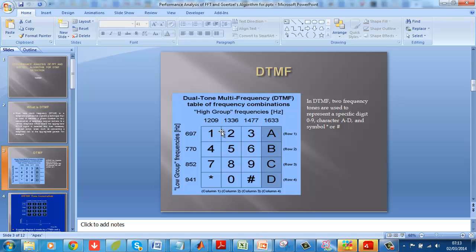On the receiving side, I should be able to detect these two frequencies. If I can detect these two frequencies, I will know that the number that was pressed is 1. For 2, it's going to be 697 and 1336, just like that. For D, it's going to be 941 and 1633.